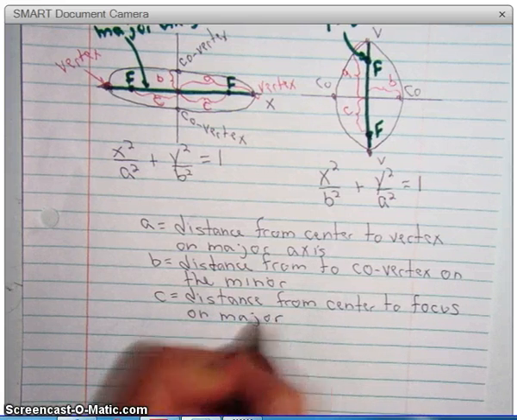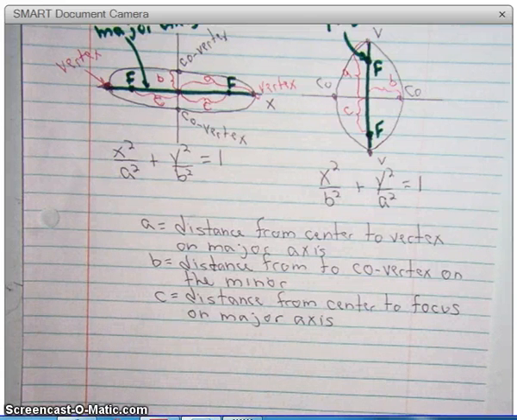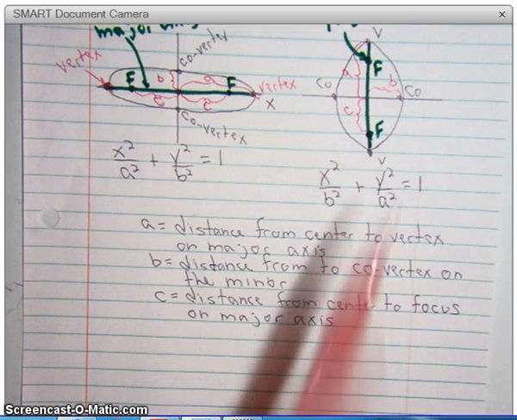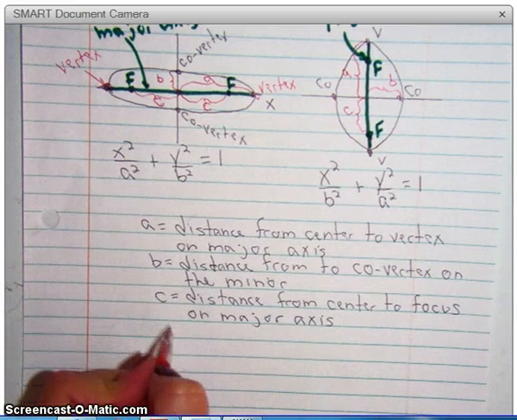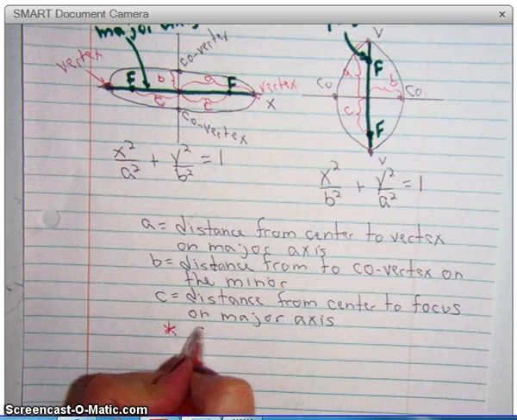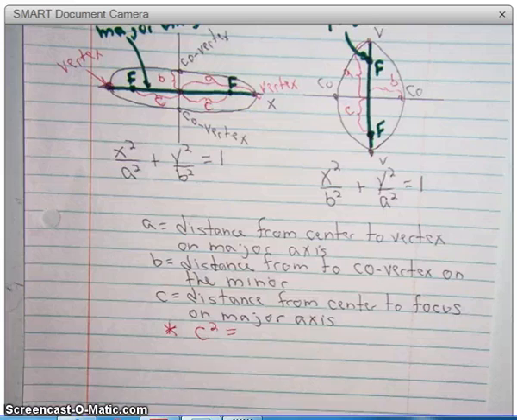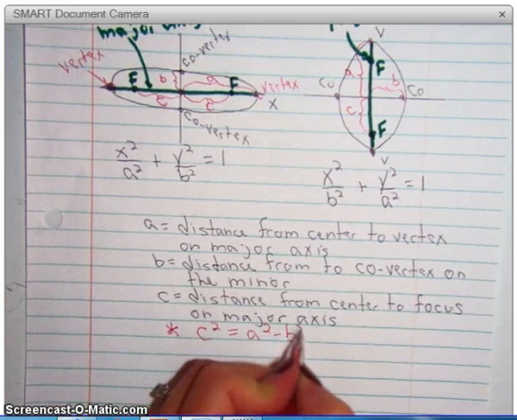Now, like I said, I'm not going to ask you to ever plot the foci, but I am going to ask you to find their ordered pair. So I'm going to ask you to find the ordered pair in the coordinate plane. Here's how you find the ordered pair for the foci. The equation is c squared equals a squared minus b squared.